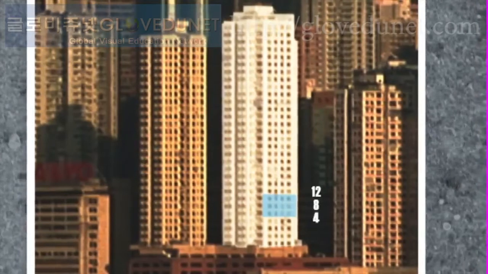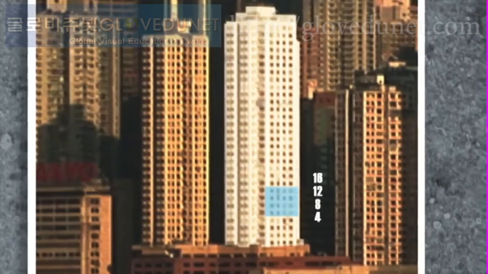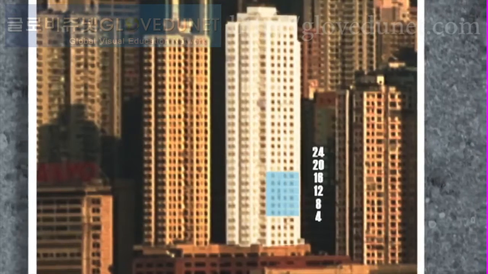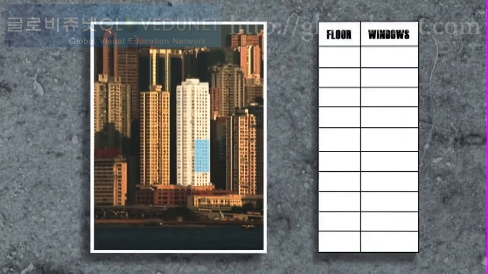Can you continue this pattern? That's right. 16, 20, 24 and so on. We add 4 each time. We can use a table to summarise the pattern. 1, 4; 2, 8; 3, 12; 4, 16; 5, 20; 6, 24. 1 floor, 4 windows, 2 floors, 8 windows and so on.